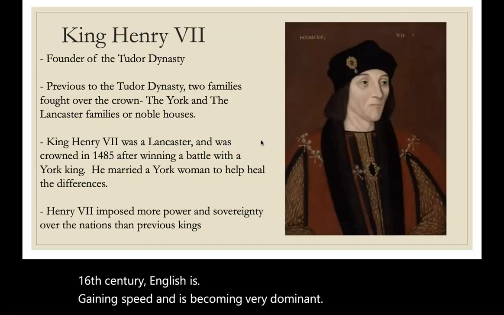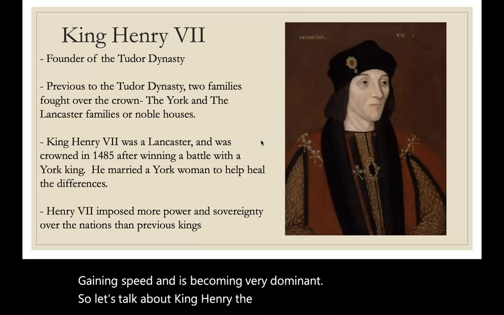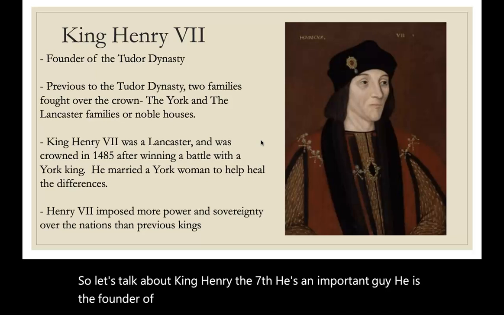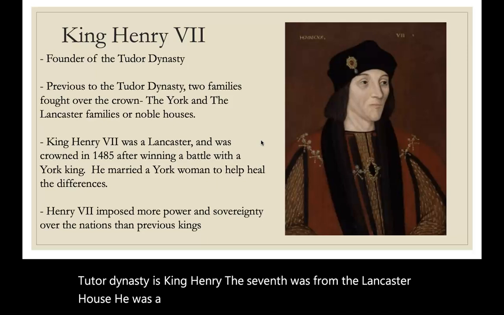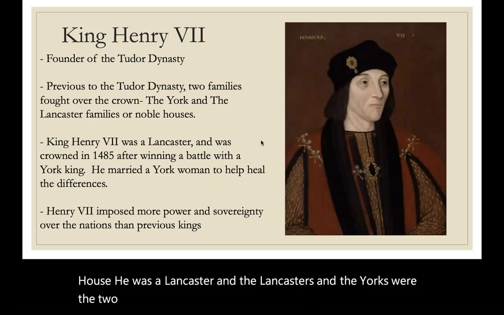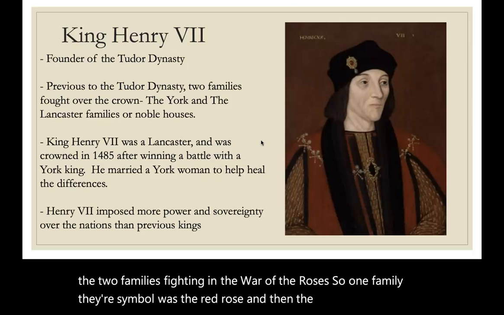So let's talk about King Henry VII. He's an important guy. He is the founder of the Tudor dynasty, and the way that he founded the Tudor dynasty is that King Henry VII was from the Lancaster house. He was a Lancaster. And the Lancasters and the Yorks were the two families fighting in the War of the Roses. So one family's symbol was the red rose, and the other family's symbol was a white rose.